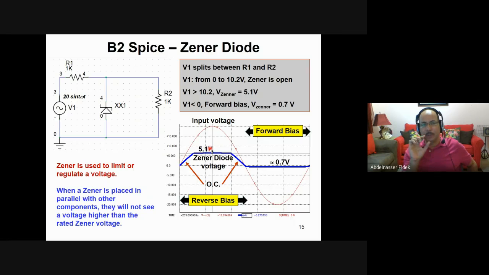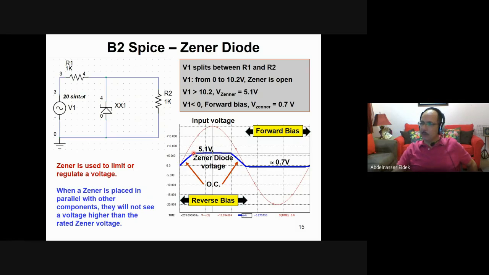The voltage 10 sine omega t will rise from 0 to 10 and go back. When the voltage is from 0 to 5.1, it is less than the Zener reverse voltage, so the Zener will be open circuit. You do not have the Zener at all, and the voltage will look like this. But if the voltage is more than 5.1, then it will clip the voltage. It cannot go more than 5.1.